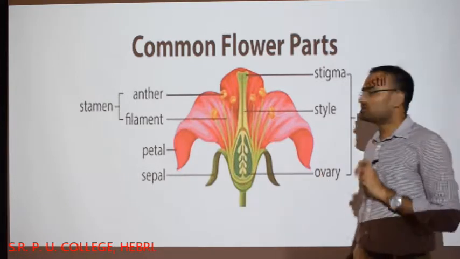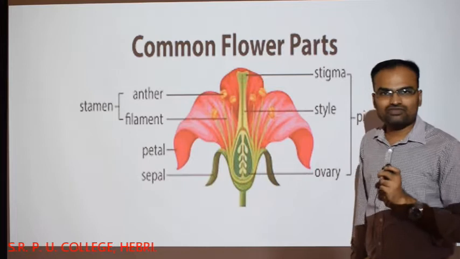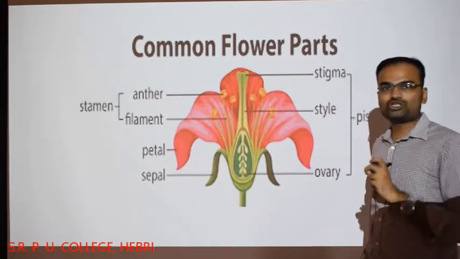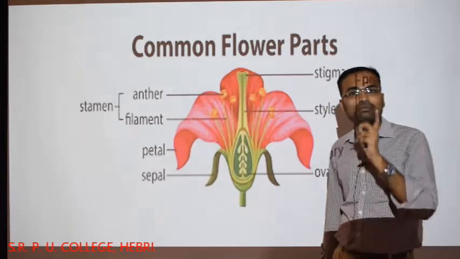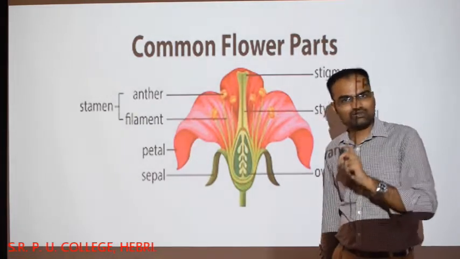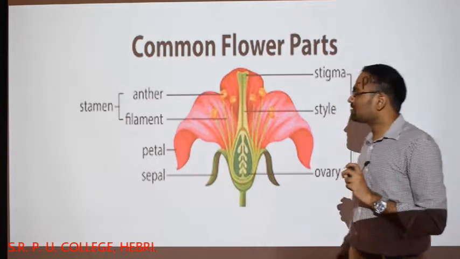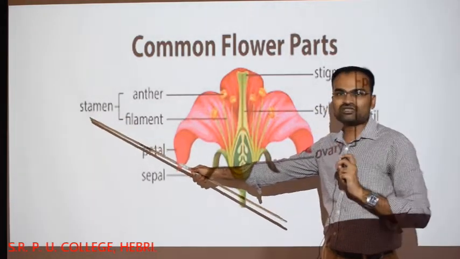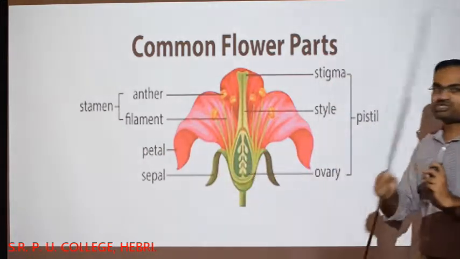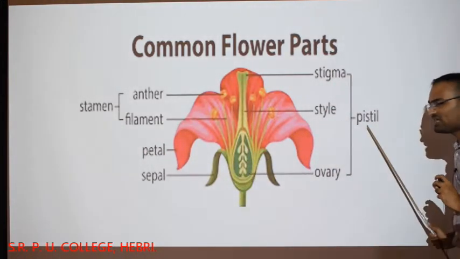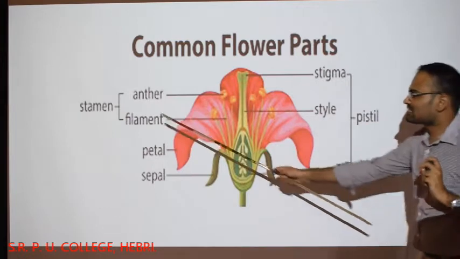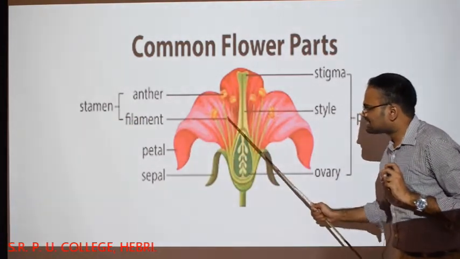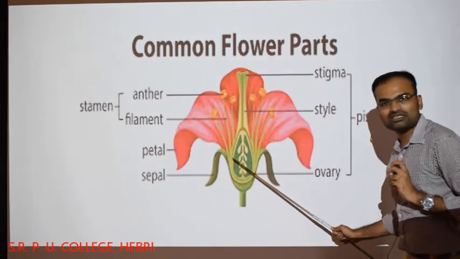Okay, now we come to the reproductive structures of the flower. The androecium and the gynoecium. Androecium is nothing but the male reproductive part. Gynoecium is nothing but the female reproductive part. So the androecium consists of one or many stamens. Okay, the gynoecium consists of one or many pistils. The stamen consists of an anther at the tip, a long slender filament, and a connective at the base.